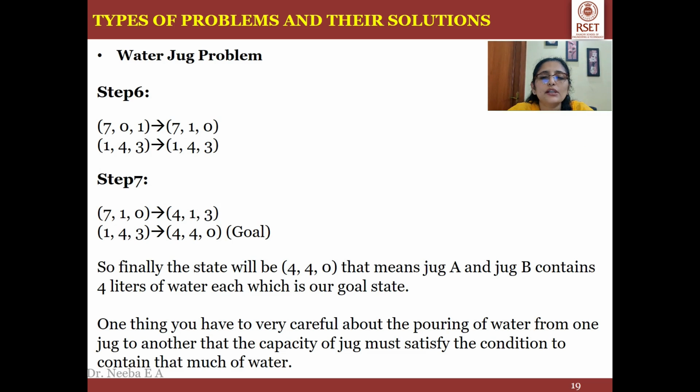Now in step 6, we have 2 states again, that is 701, which we will rewrite, or rather it moves to the next state as 710, and 143 as 143 itself. In step 7, 710 moves to 143 and 143 to 440, which is our goal state. So finally the state will be 440. That means jug A and jug B contain 4 liters of water each, which is our goal state.